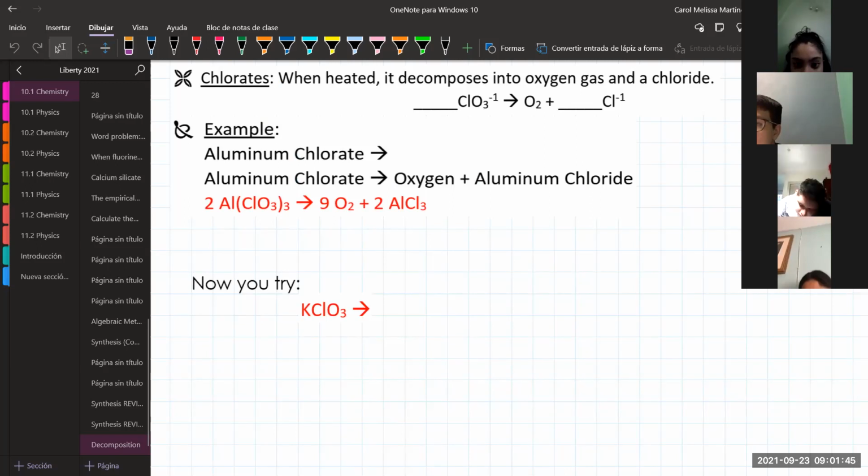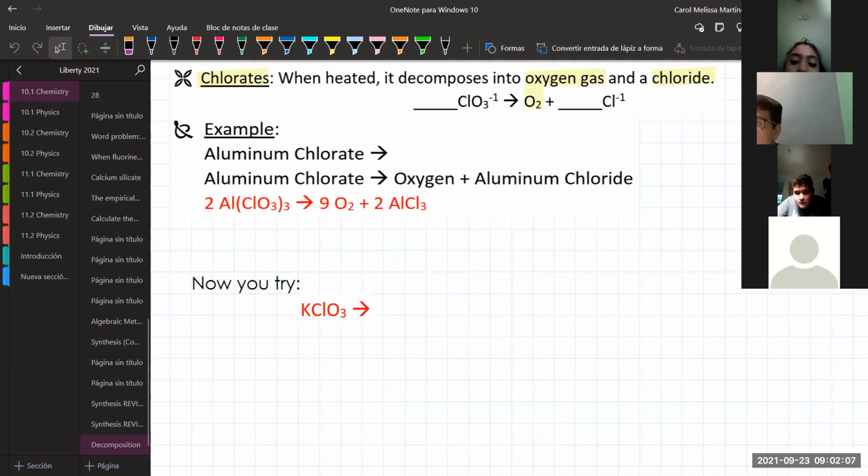Chlorates. In the case of having chlorate, it says that it decomposes into oxygen gas and chloride. As a reminder, oxygen gas is a pure element, and pure elements are written alone, uncombined, and in the case of oxygen, it is a diatomic element.